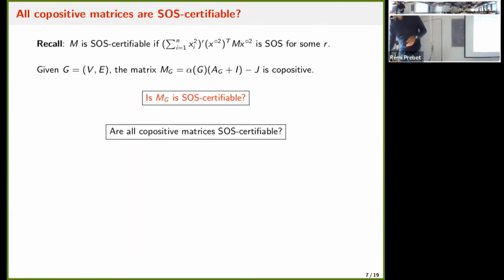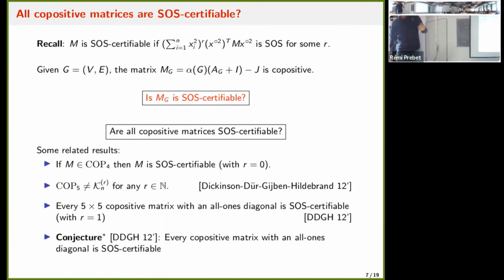Perfect. But then we can ask the question: are all copositive matrices SOS certifiable? Maybe this more general result holds, and then Mg is SOS certifiable as a consequence of it. There are some related results. For example, I already said that every copositive matrix of size 4 is SOS certifiable. That's true. And also it was shown that the copositive cone is not equal to a single Parrilo cone.